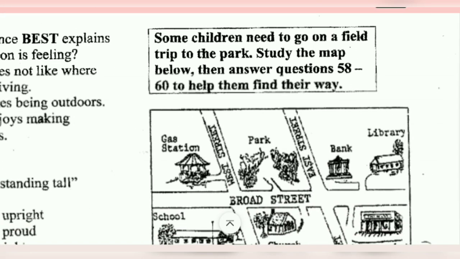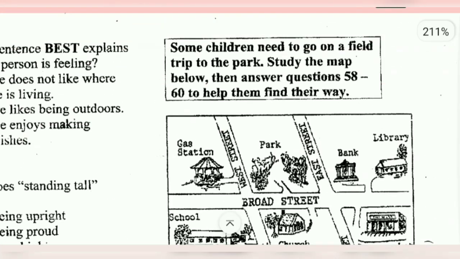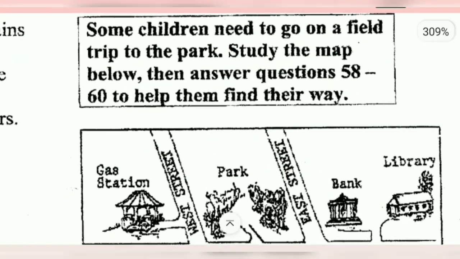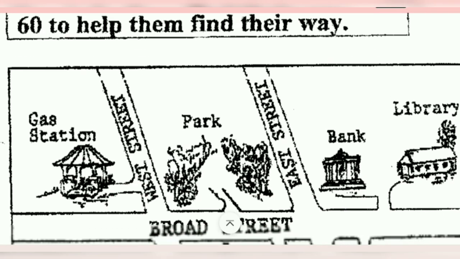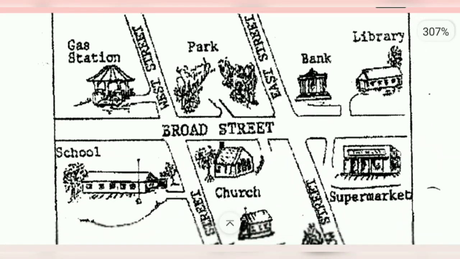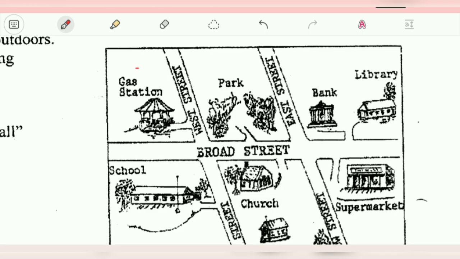Let's look at this one, which is taking us to the end. Some children need to go on a field trip to the park. It says study. I'm trying to zoom it out, but it's jumping away. Alright. Study the map below, then answer questions 58 to 60 to help them find their way. So you have to look at the different streets. They want to go to the park on a field trip. So here's a gas station.